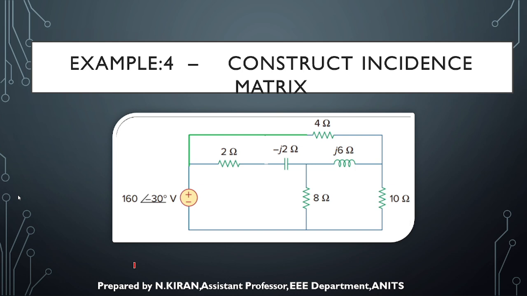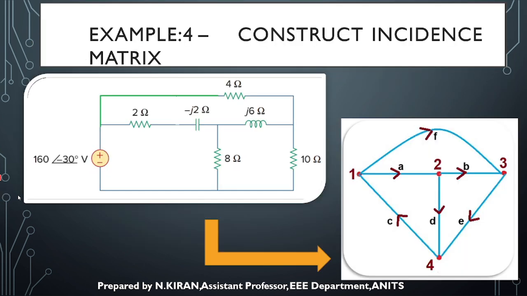In the fourth and last example, we will understand and construct the incident matrix. So here how many nodes will I have? 1, 2, 3 nodes, and this is the reference, so 4 nodes in total. So first we have to form a graph. We know how to form a graph for a given circuit. Since I have a voltage source here, I am replacing this by a short circuit, and all other elements I am replacing just by a single line segment.